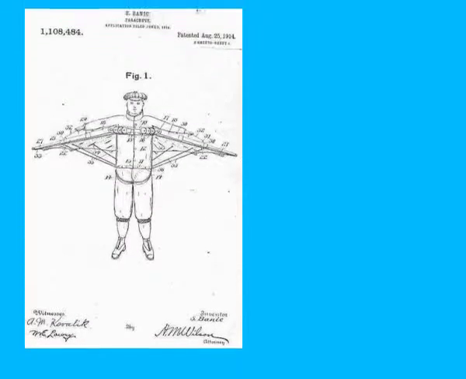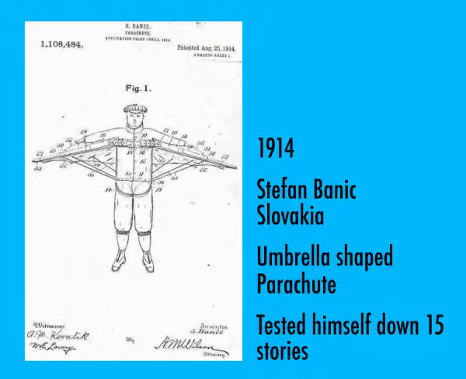In 1914, Stefan Banach patented his design by testing the umbrella-like device by jumping from an airplane that was 15 stories high. Then he sold it to the U.S. military but got little money or fame from it.